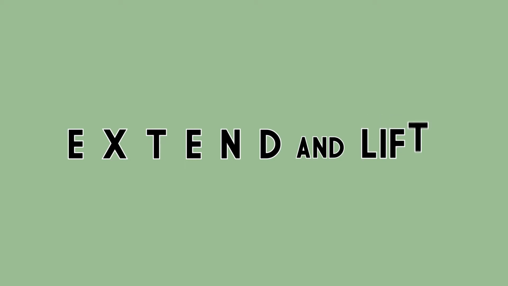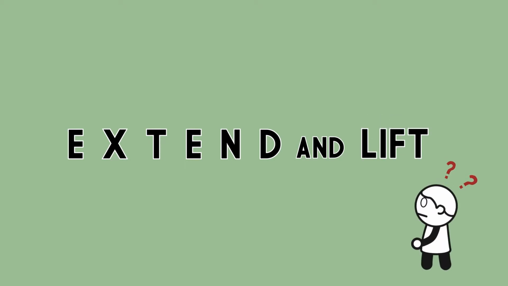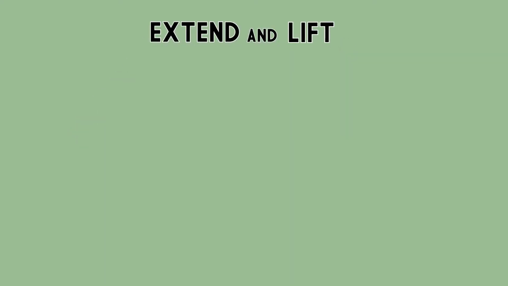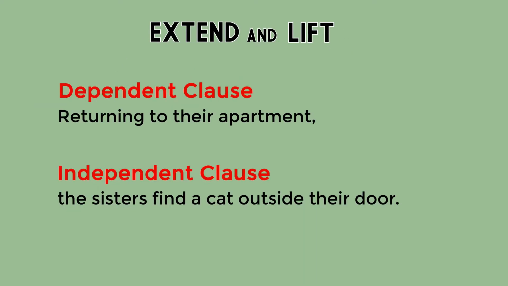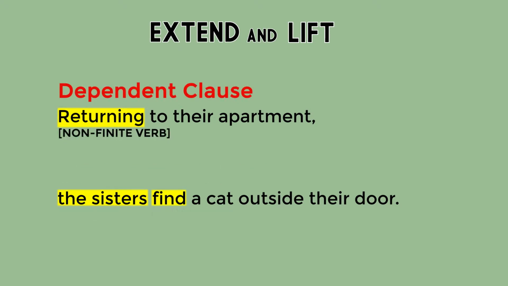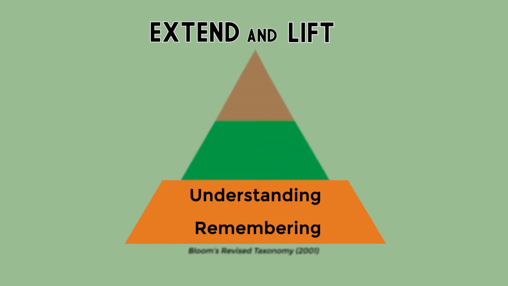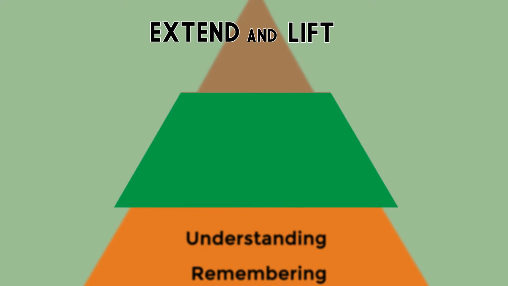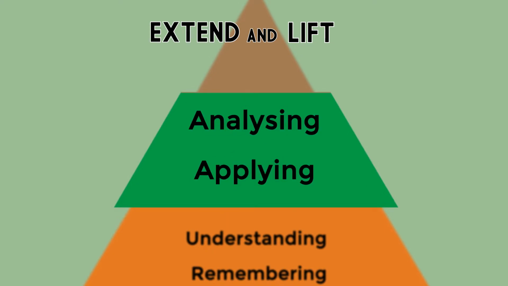2. Extend and lift. Begin by asking a series of questions at the same cognitive level to extend thinking. Then lift the questions to the next level. For example, when reviewing students' understanding of how subject-verb agreement applies in a sentence, you could first ask students all the previous questions to extend their thinking, and then ask, why does the subject-verb agreement rule apply only to one type of clause in a sentence? This last question requires students to lift their thinking to a higher cognitive level, analyzing, to answer the question.